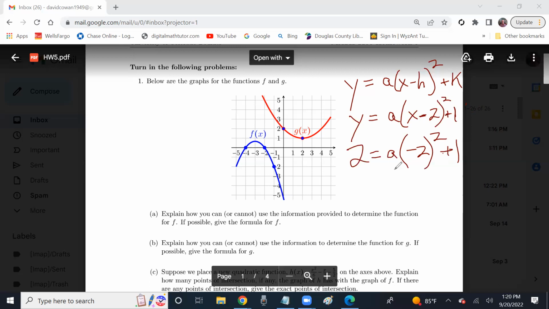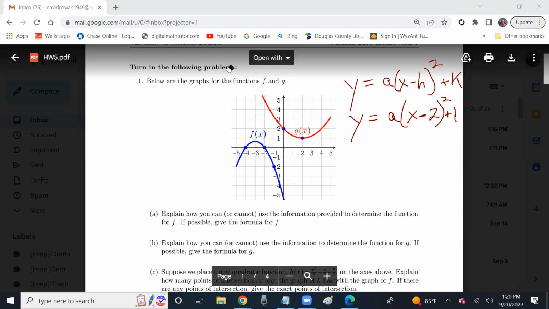Or wait, let me do it step by step. A huge mistake in math is trying to do 2 steps at once. It's open for error. So we'll just do 2 equals a times 4 plus 1. And then we can minus 1 and then divide by 4. So a is 1/4. And then we'll plug that back in.